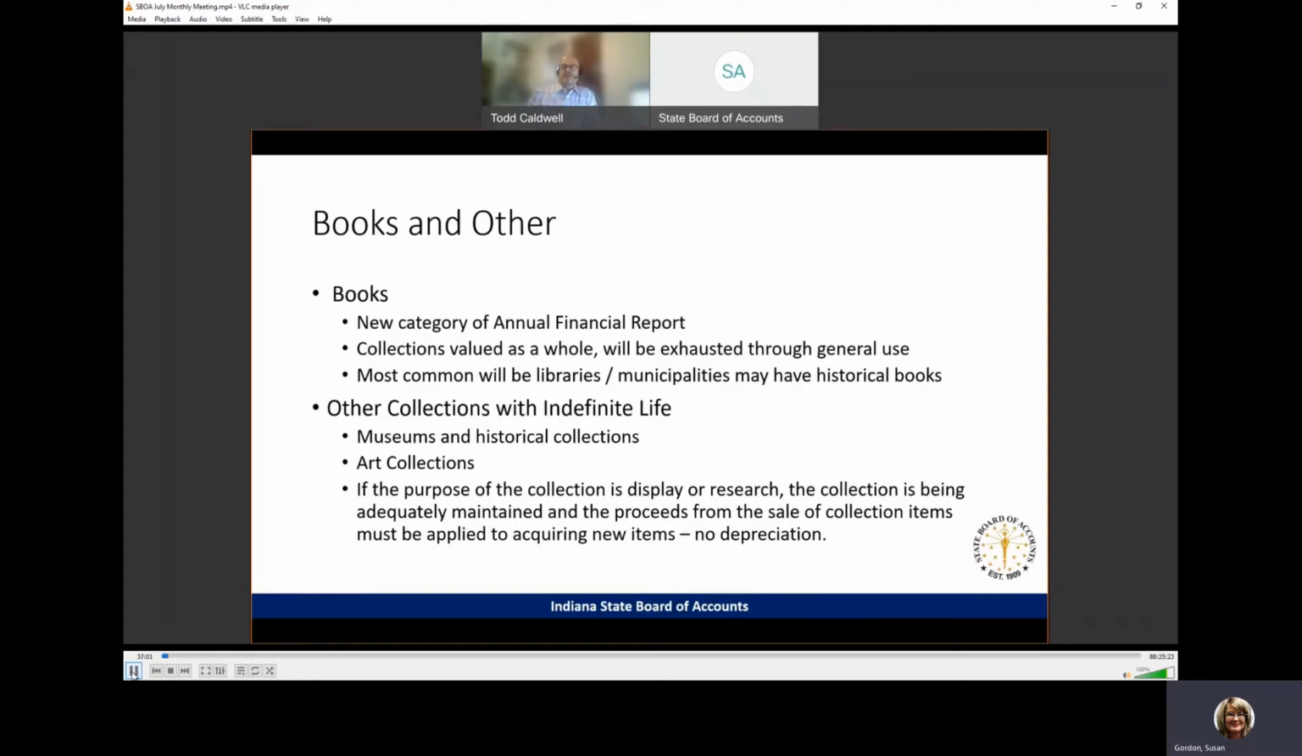If you do include those in your capital assets that you report on your annual report, there would not be a depreciation cost associated with that collection. Again, it's very unlikely that you'll need this category, but we wanted to cover it just in case. If you have something that you think might fall into this category and you're not really sure about it, again, shoot us an email or give us a call and we can talk through it.